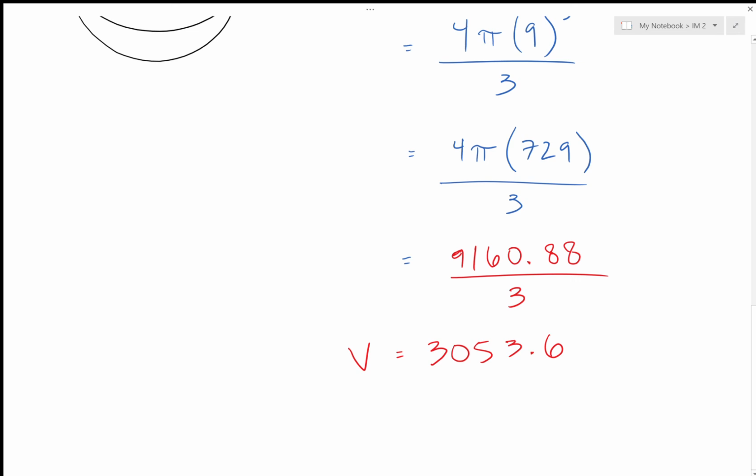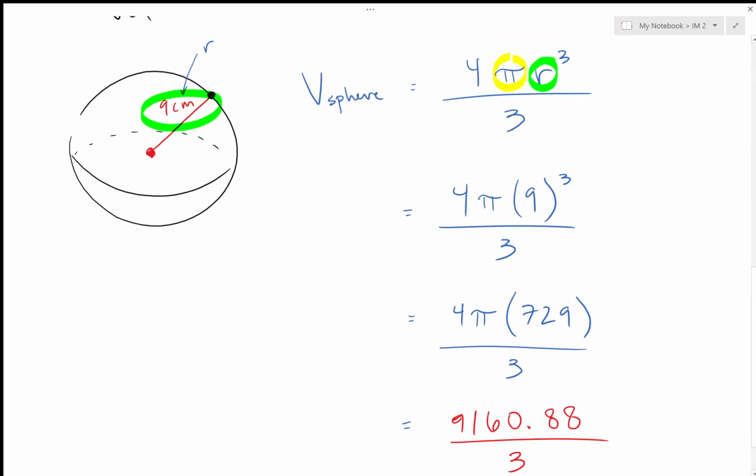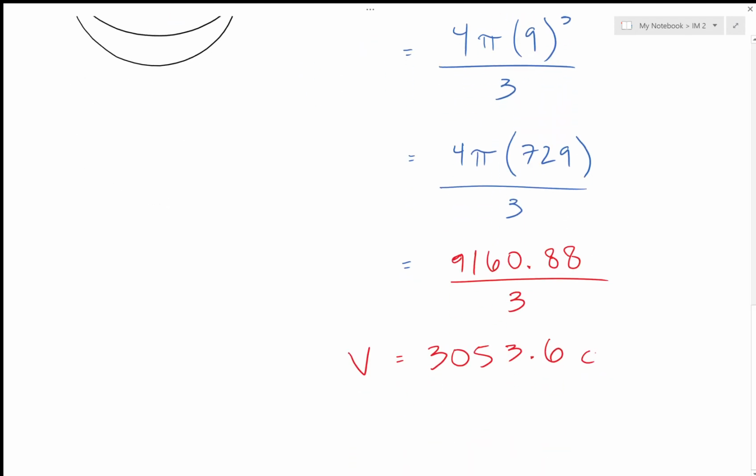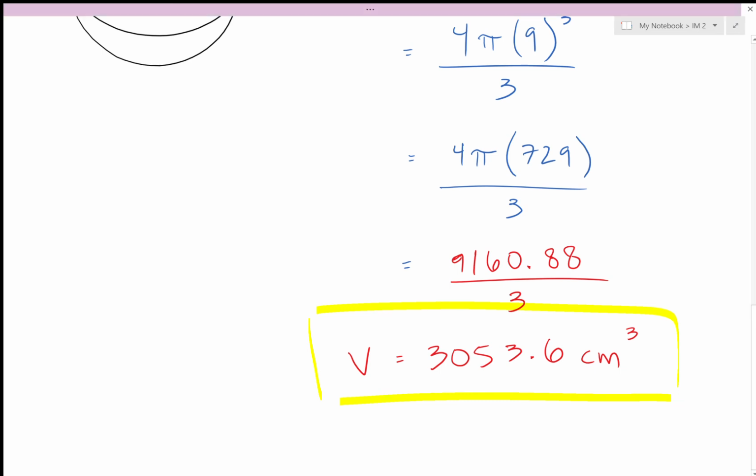And the only thing we need to take care of is the units. So we're using centimeters up here. So I put centimeters here, but if we remember back to the other day, volume, the units always have to be cubed. Because remember, 3D shape. Okay? So there we go. I'll go ahead and box that. So 3,053.6 centimeters cubed is the volume of that sphere.